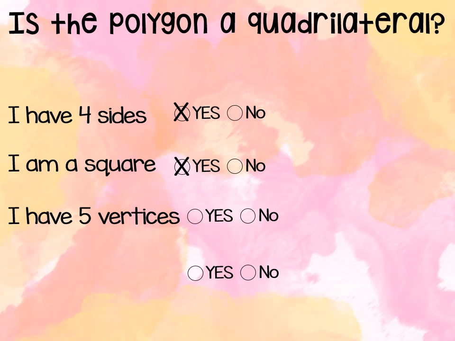5 vertices. Think about a shape that has 5 vertices. Could you make a quadrilateral from a shape that has 5 vertices? No. A shape that has 5 vertices would be a pentagon.